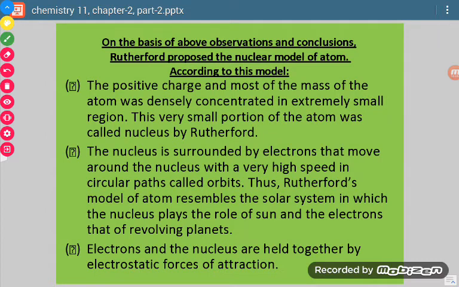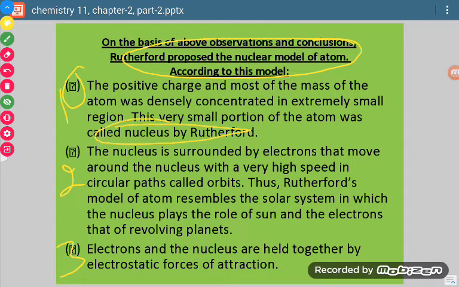Now on the basis of the observations and explanations in the scattering experiment, he proposed his model, which is called Rutherford's model of an atom. So what three main things were told? First, the positive charge and most of the mass of the atom were densely concentrated in an extremely small region. This very small portion of the atom was called the nucleus.